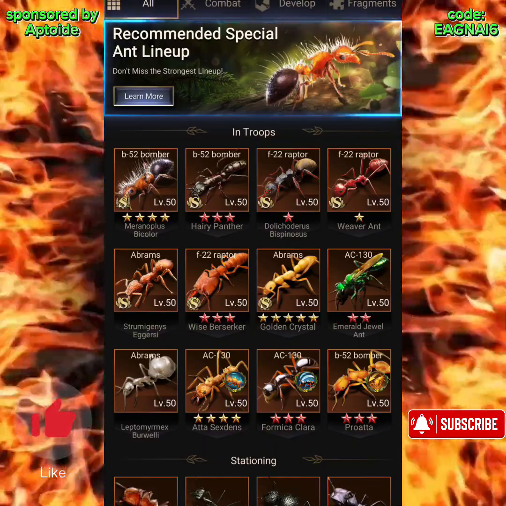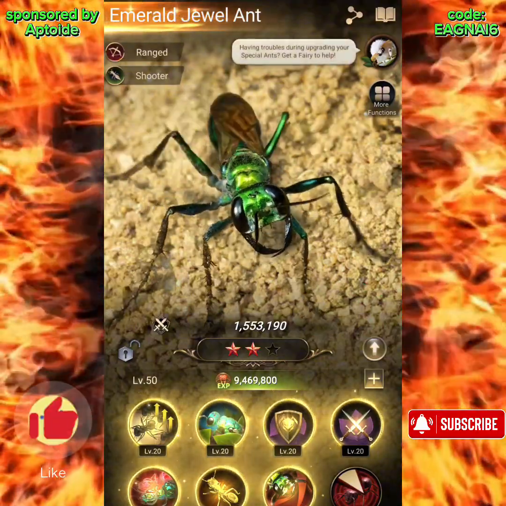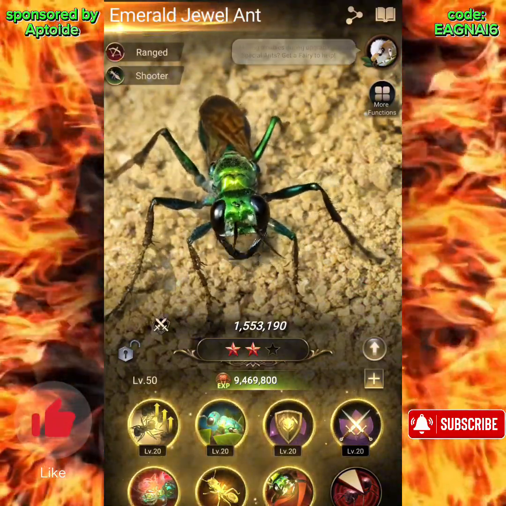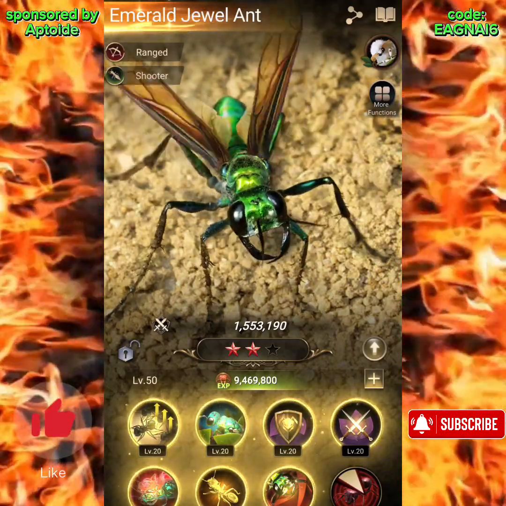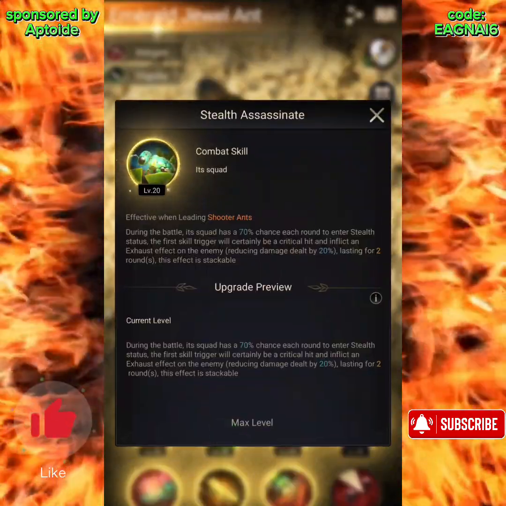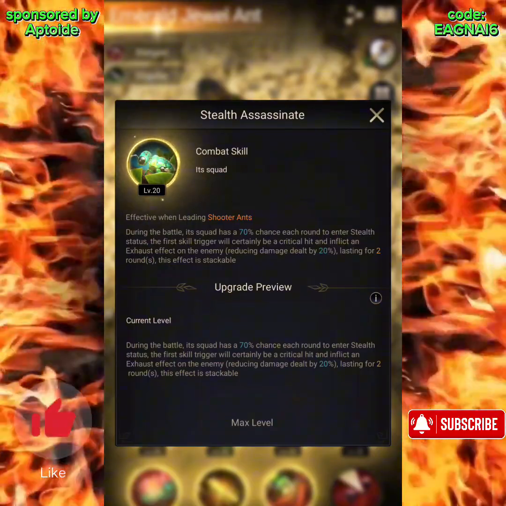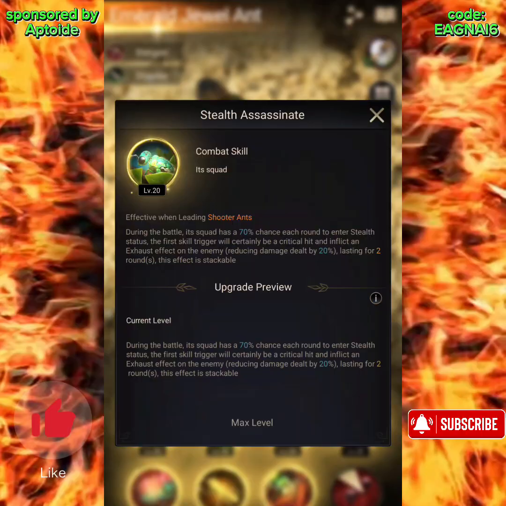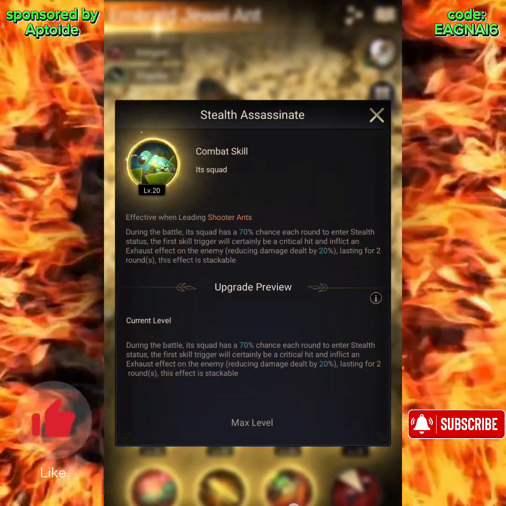So what I actually run is Emerald Jewel in the back. And if you honestly look at it, it's not so much a support as it is a medium level DPS, but it has one thing that really goes for it. And that's the skill 2 has a chance to enter stealth. And the first skill trigger will certainly be a critical hit and inflict an exhaust effect on the enemy, lasting 2 rounds, and the effect is stackable.